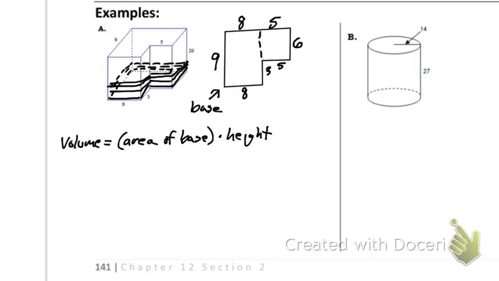So let's find the area of each little individual section. The area of this would be 9 times 8, which would equal 72. This one would be 5 times 6, which equals 30. So our base area equals 30 plus 72, which is going to be 102 centimeters squared. So that's my base area, multiplied by the height will give me the volume. So our base area is 102 times our height. Our height is going to be that 20.